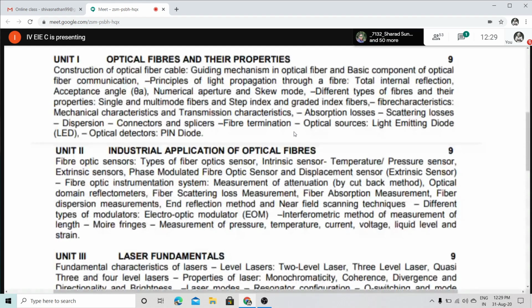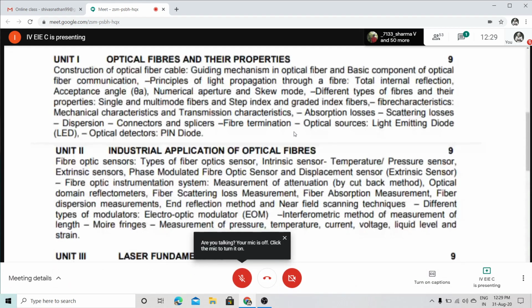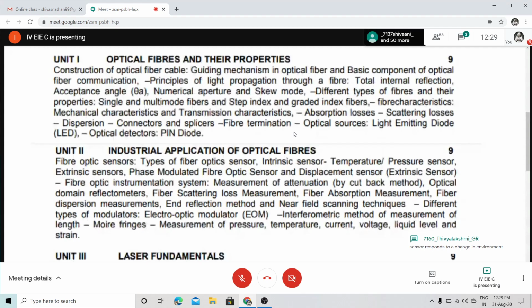Definition of a sensor. Just tell me what you understand from a sensor. If you take our mobile phone, you can find multiple sensors available. Can anyone tell me what sensors are present in a mobile phone first? Very good. Divya Lakshmi has answered: a sensor responds to a change in an environment factor. So, environment variable. Temperature. Okay.